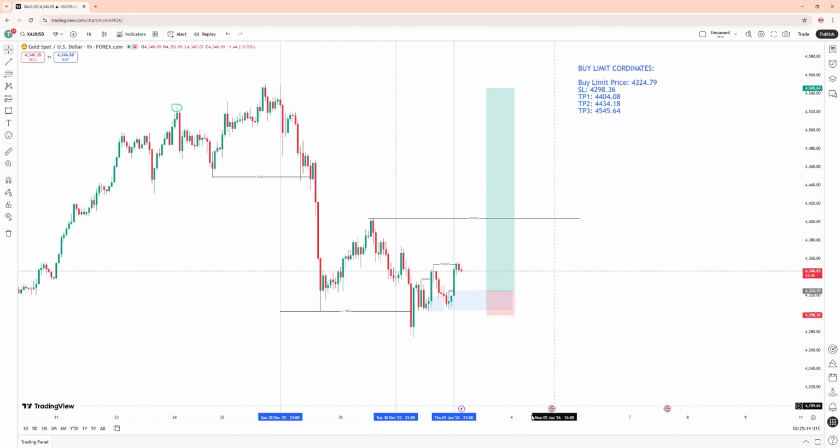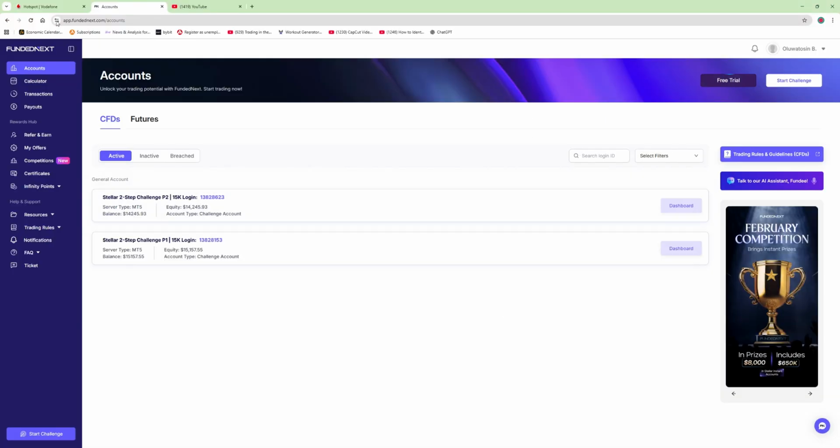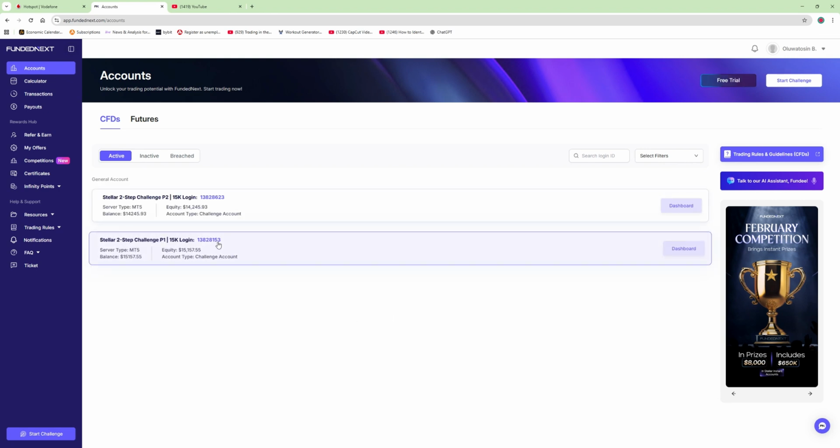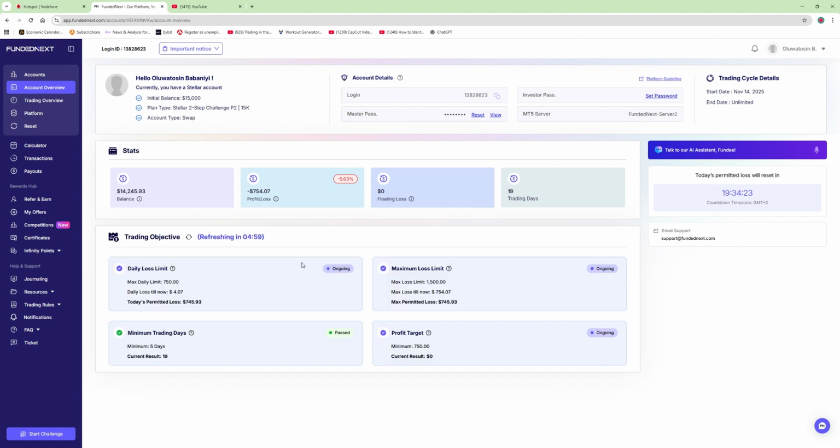So that's it. Actually, let me show you my funded accounts. My first 15K account, which is in phase 2, I'm down 5.03% in drawdown. I'm only left with $745, which is like 5% remaining out of the 10% total drawdown. So that is it, guys.